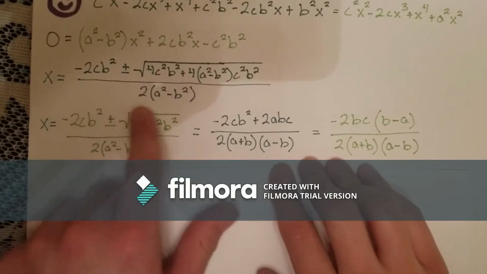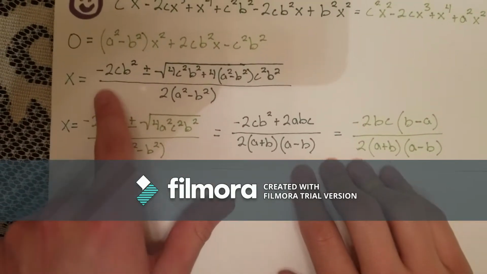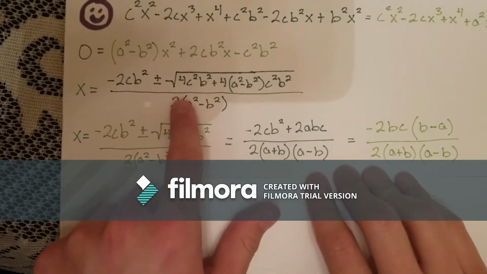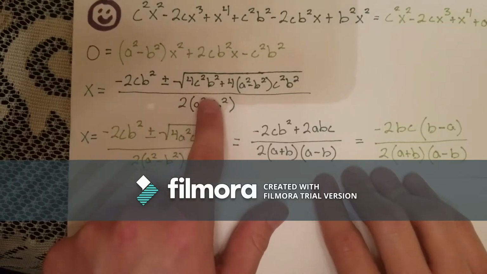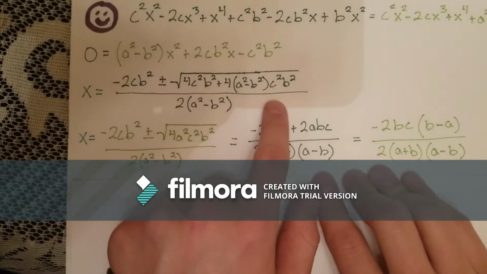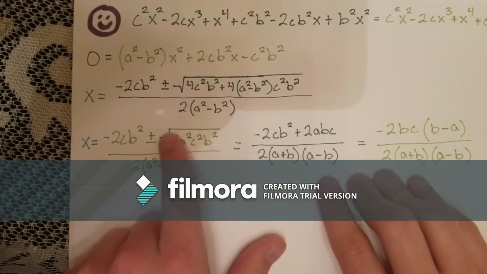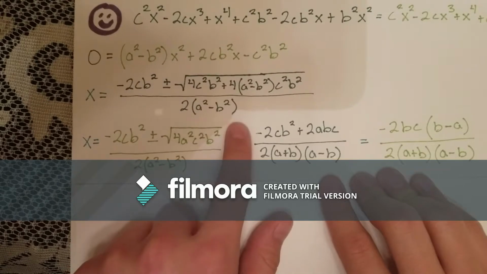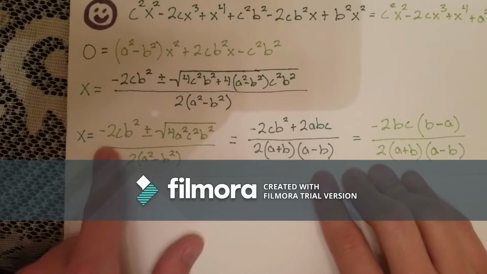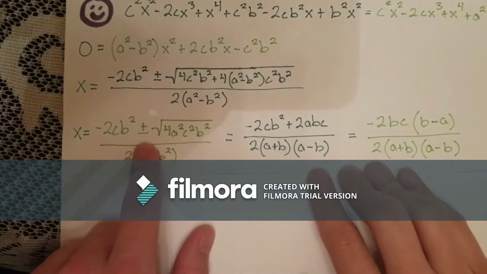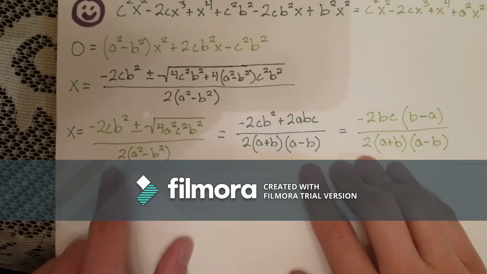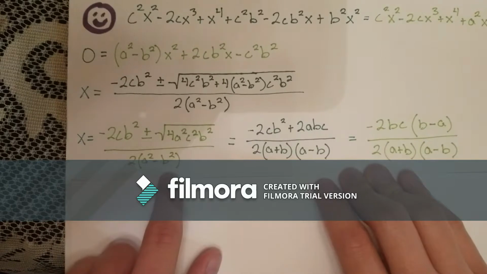You put it into the quadratic formula, you get x squared equals negative 2cb squared plus or minus the square root of 4c squared b squared plus 4 times a squared minus b squared times c squared times b squared, all over 2 times a squared minus b squared. Whenever you begin canceling out terms, you get x equals negative 2cb squared plus or minus the square root of 4a squared c squared b squared, all over 2 times a squared minus b squared.